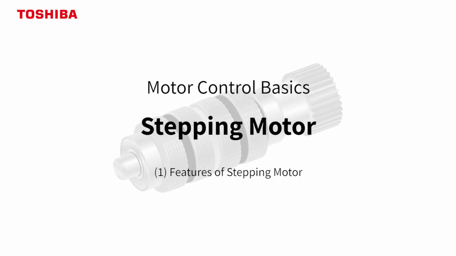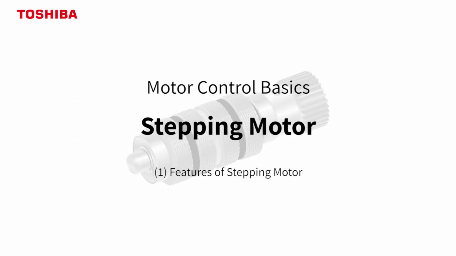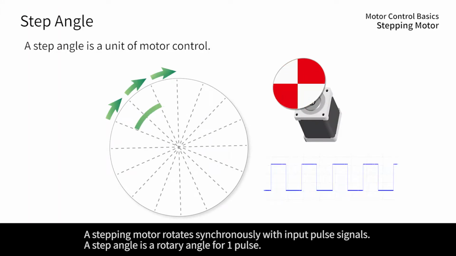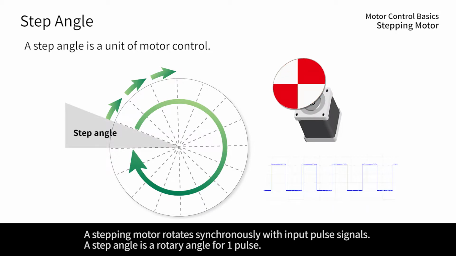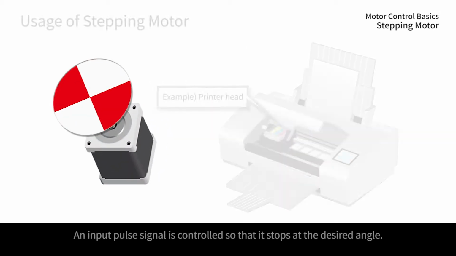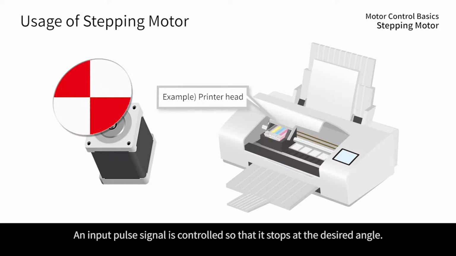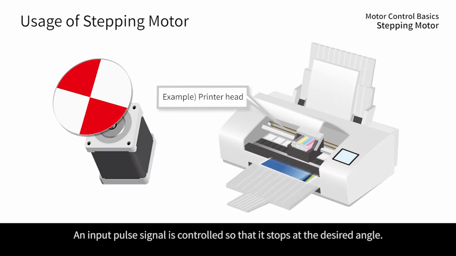This course introduces stepping motor control technology as the basics of motor control. A stepping motor rotates synchronously with input pulse signals. A step angle is a rotary angle for one pulse. An input pulse signal is controlled so that it stops at the desired angle.